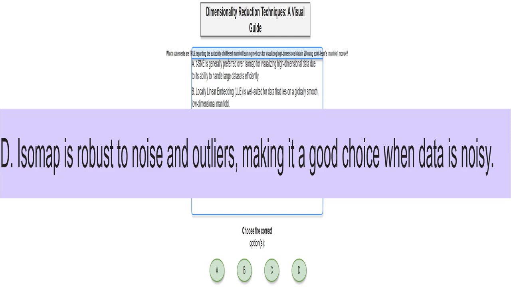Nope. Isomap is sensitive to noise and outliers because it relies on geodesic distances, the shortest distance along the manifold, like walking on a curved surface instead of a straight line through it. Noise and outliers can skew these distances.